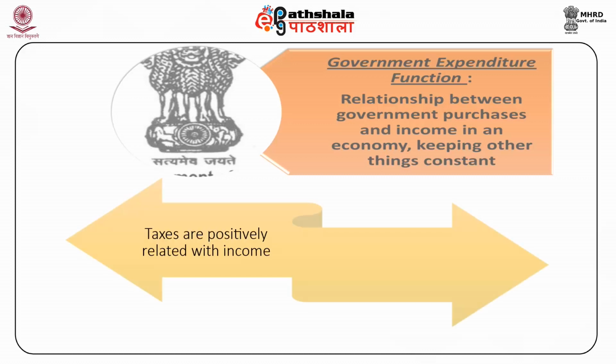Since taxes are positively related with income, while transfers are negatively related with income, it is assumed that net taxes, that is, taxes minus transfers, are autonomous and independent of income.